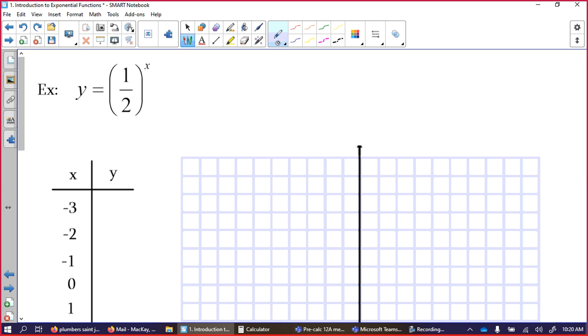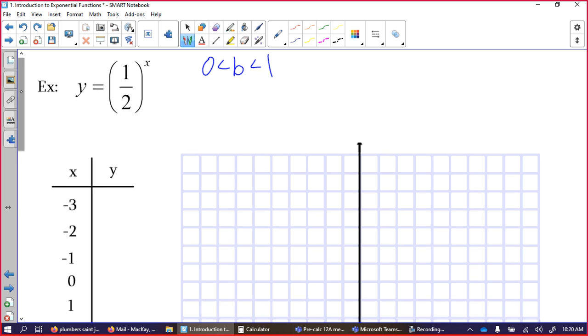We're going to look at things where b is in between 0 and 1. So this is a nice simple one.